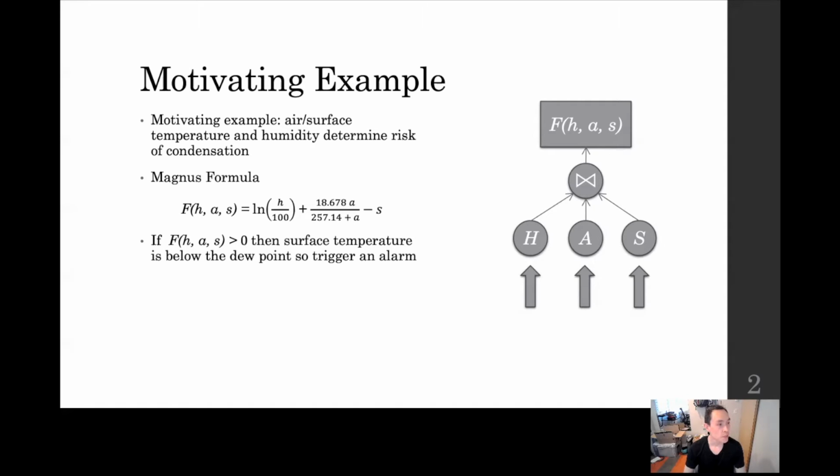These three readings can then be combined and plugged into something called the Magnus formula, which we present here. If the Magnus formula comes back with a value greater than 0, aka if it crosses a threshold, then we know that condensation might be forming on some surface, and we should trigger an alarm and alert the important individuals.